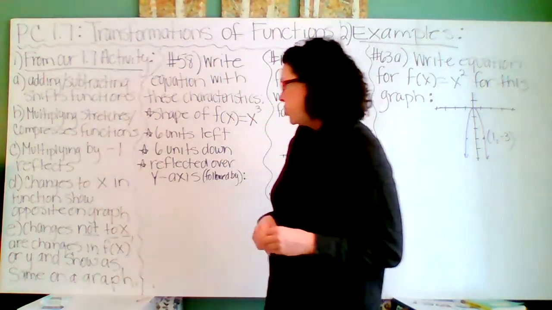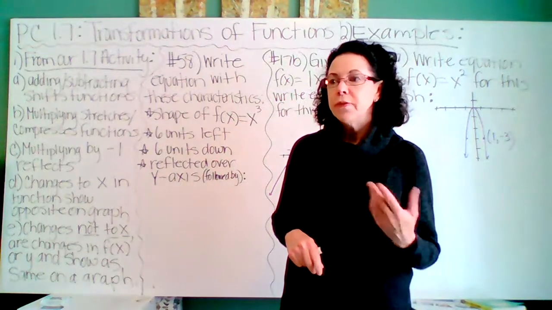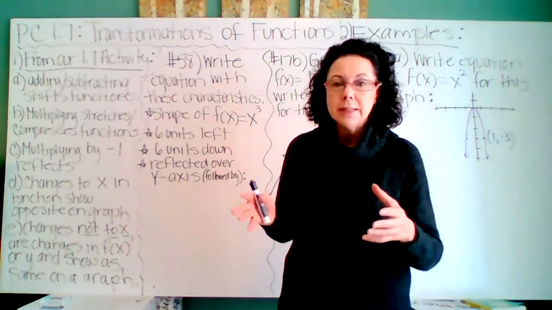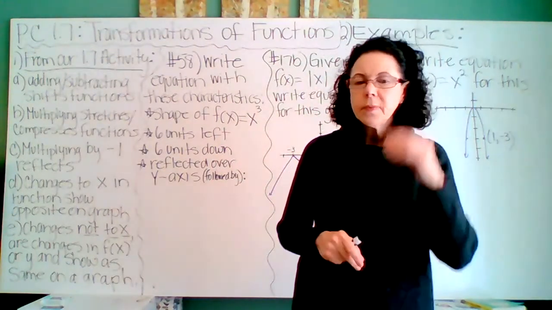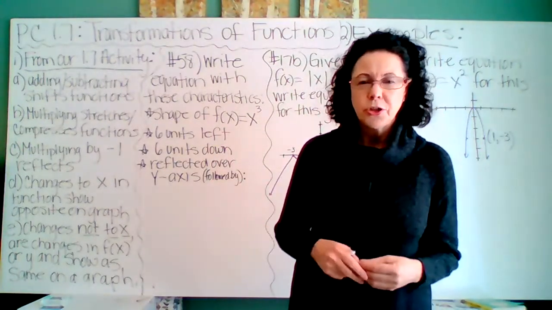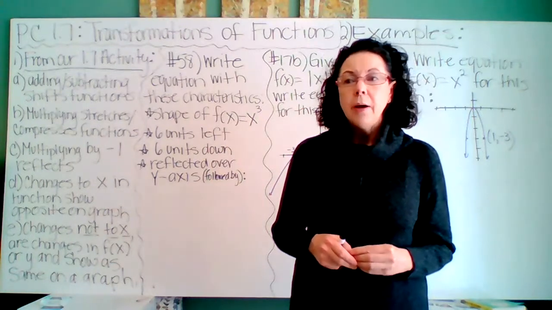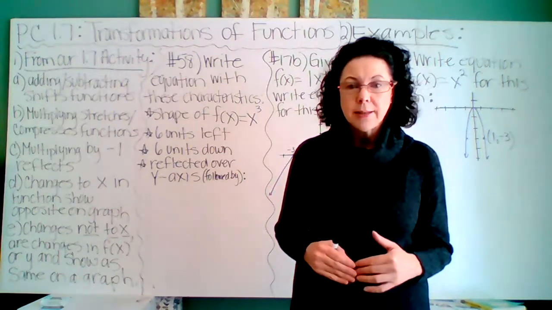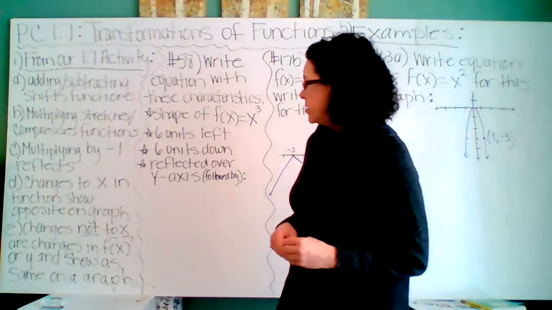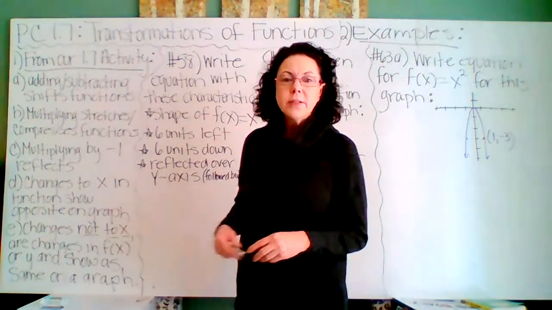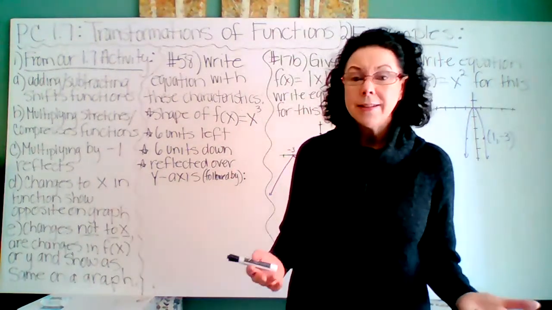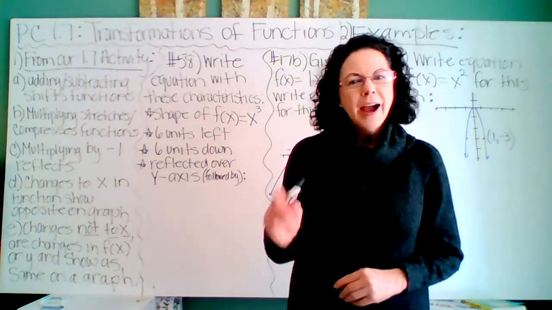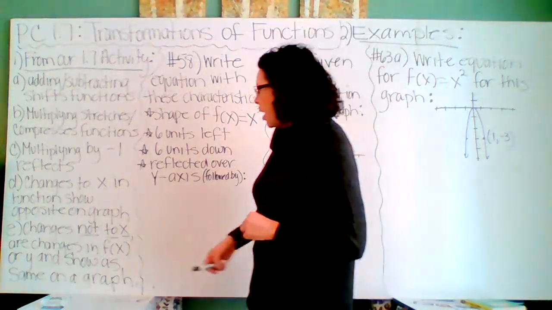Changes to x in the function show opposite on the graph. So if you add a three to an x inside a function, literally inside with parentheses, it will actually move the function to the left three. If you multiply an x by 2, it will actually compress it by a half. And there's good reasons for that. So when we are in class, if you ask, why does it do the opposite for horizontal changes? I will show you why that is true.